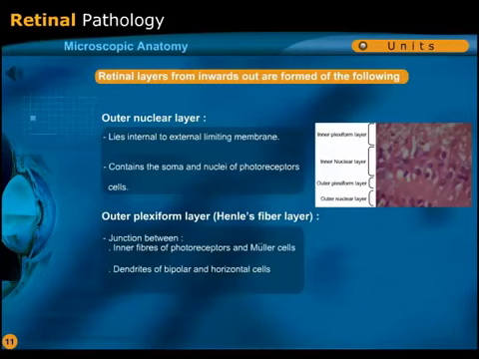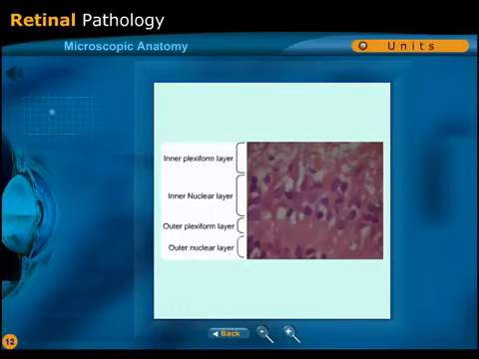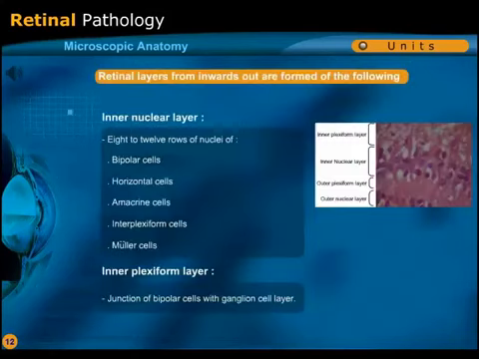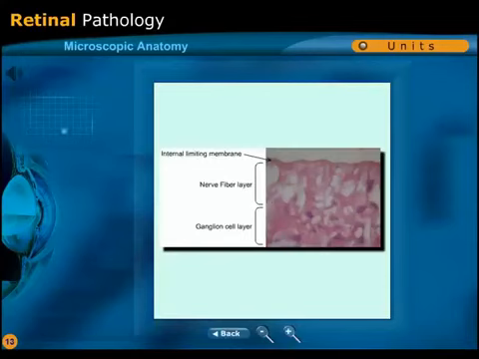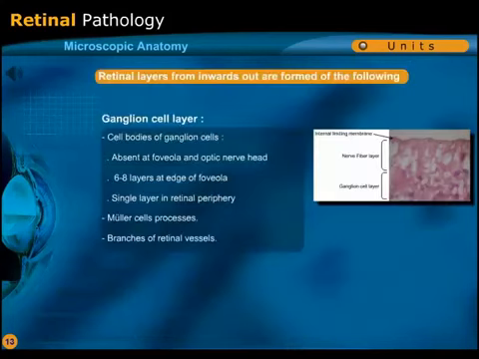Inner nuclear layer: 8 to 12 rows of nuclei of bipolar cells, horizontal cells, amacrine cells, interplexiform cells, and Muller cells. Inner plexiform layer: junction of bipolar cells with ganglion cell layer. Ganglion cell layer: cell bodies of ganglion cells, absent at foveola and optic nerve head. 6 to 8 layers at edge of foveola, single layer in retinal periphery. Muller cell processes and branches of retinal vessels.